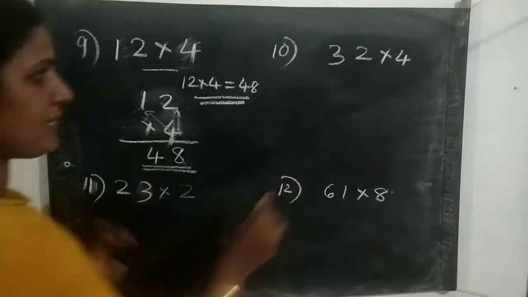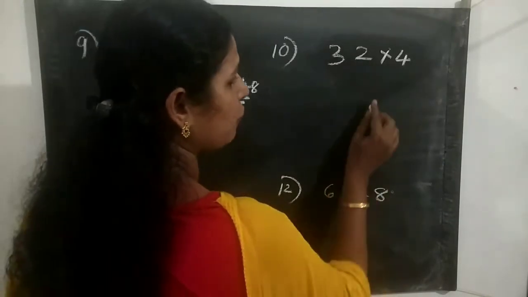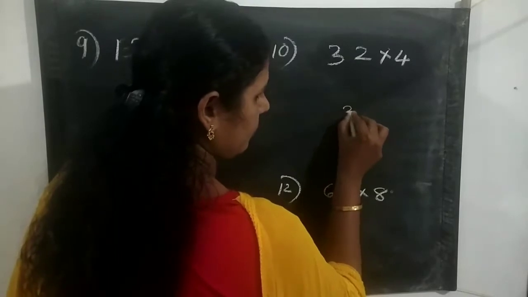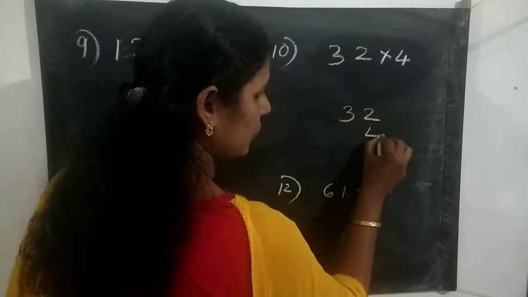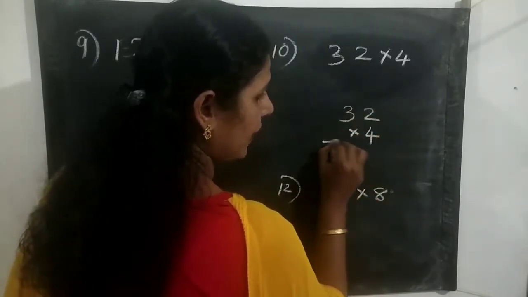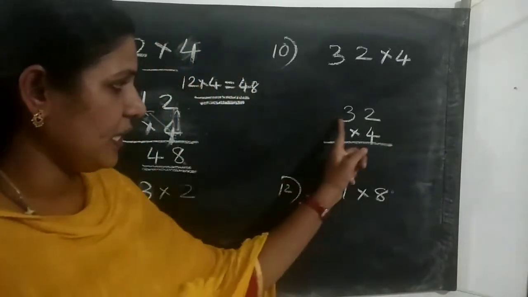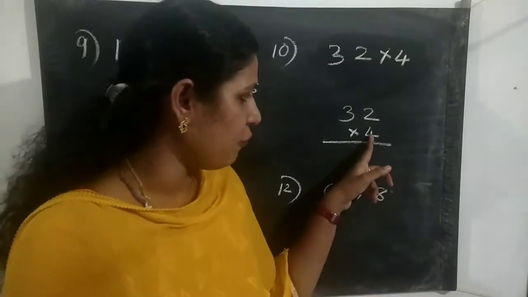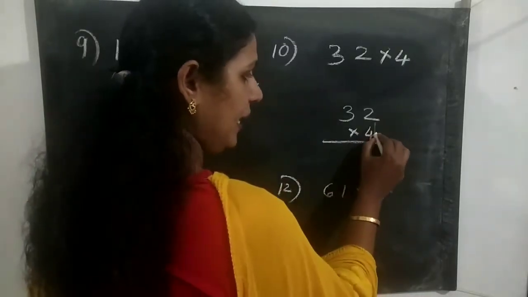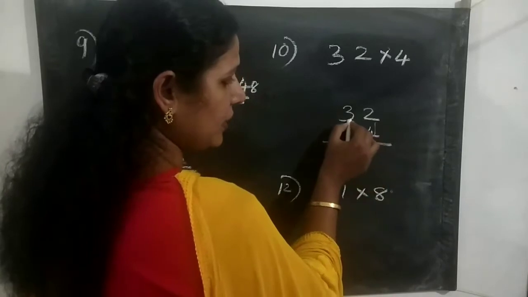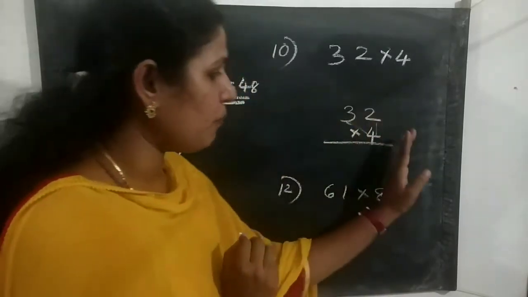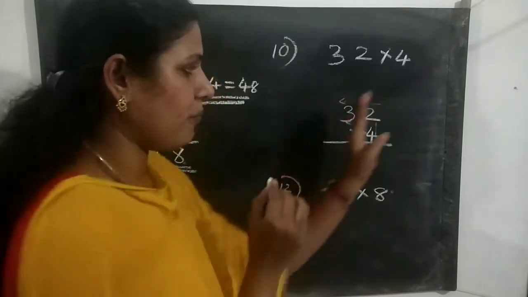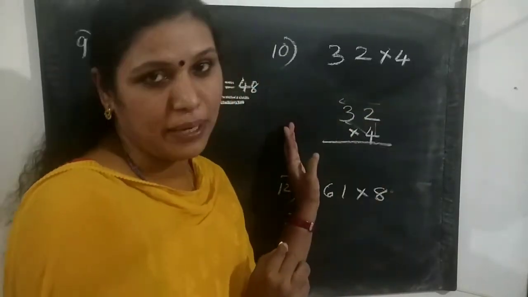Understood? The next is 32 into 4. So first we write 32, then 4 below it. First we multiply this 4 to this 2, then we multiply 4 to this 3. From the right side to the left side, we multiply.